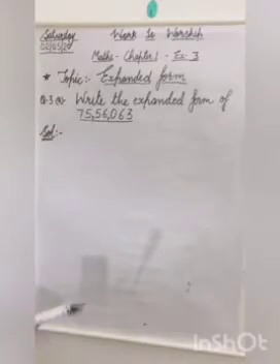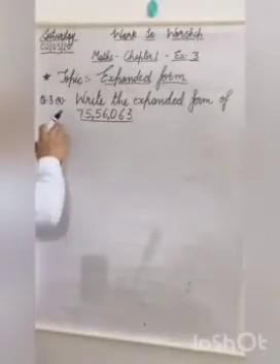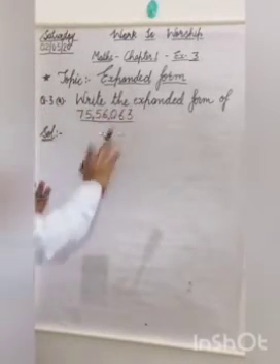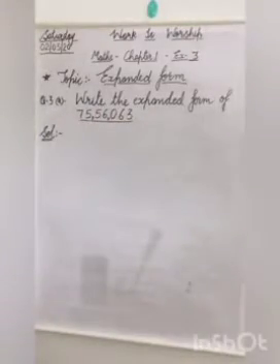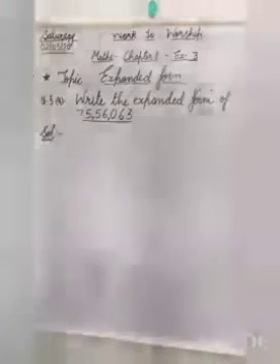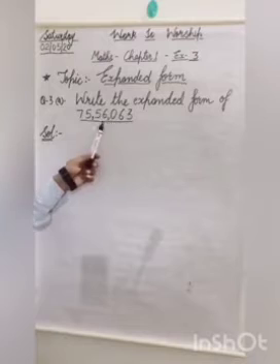Let us do some more questions from the exercise to understand the concept of expanded form. Here we have a question, write the expanded form of 75,56,063. So in order to write the expanded form of any number, first of all we have to find the place value of all the digits in the number.